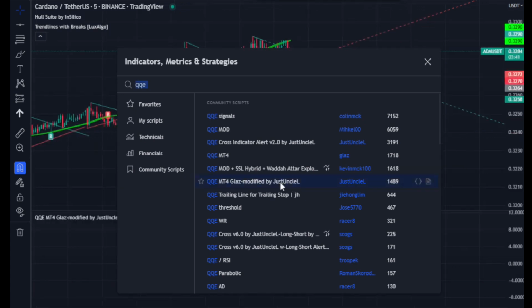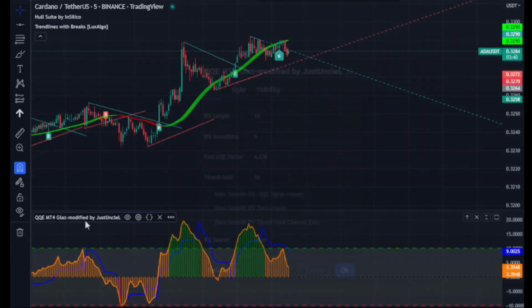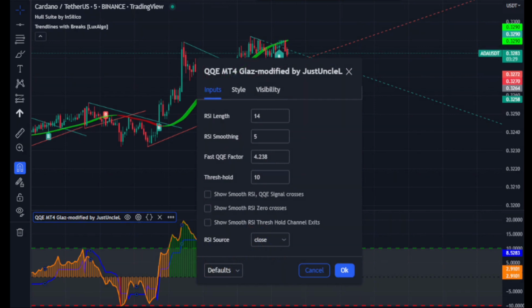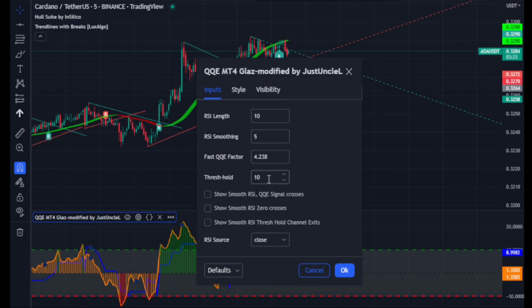And we are going to change the configuration of this indicator. Where it says RSI length we are going to change from 14 to 10. Where it says threshold we are going to change from 10 to 5.